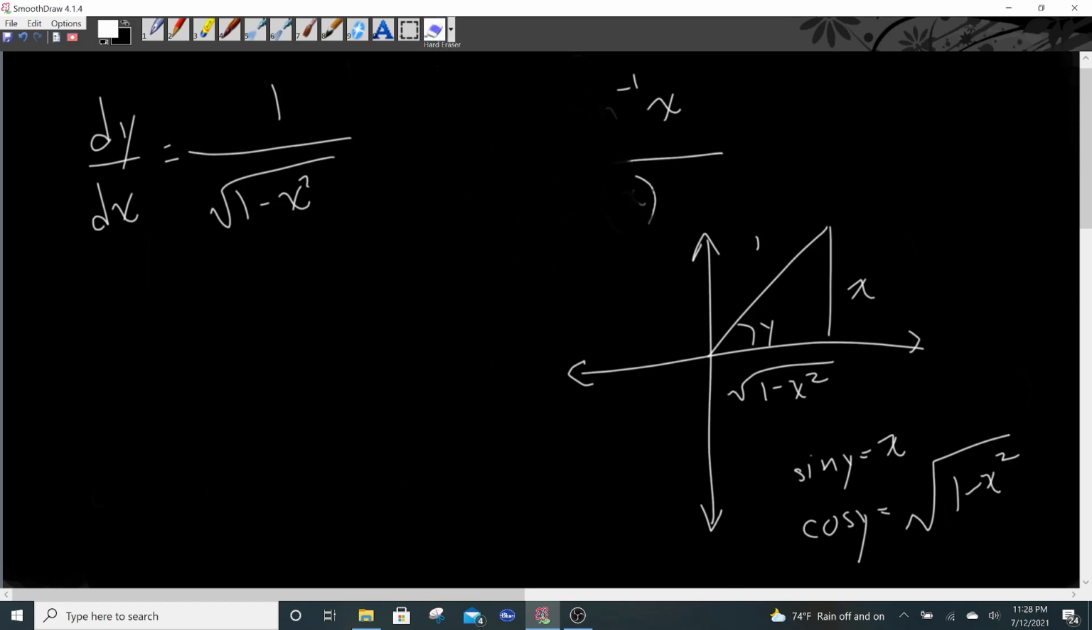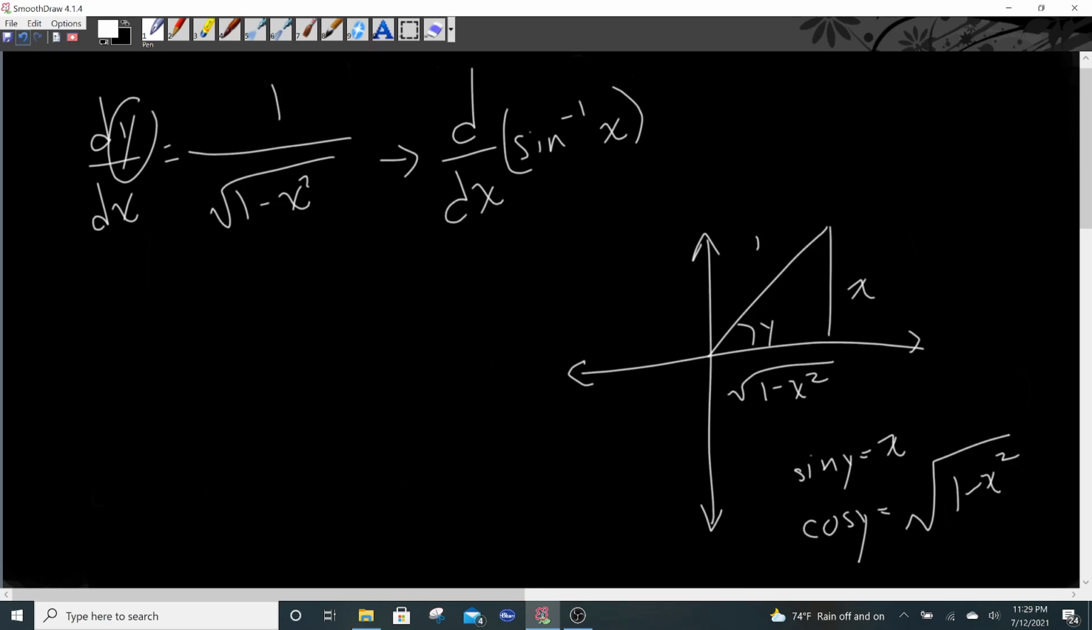dy dx is just going to be d dx of sine negative 1 x. This is the same thing as that. dy dx only matters here because y is already explicitly defined. There's no crazy things happening. But still, the derivative of arc sine x is 1 over the square root of 1 minus x squared.